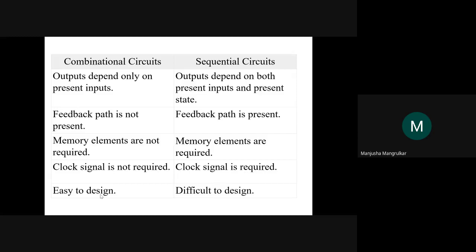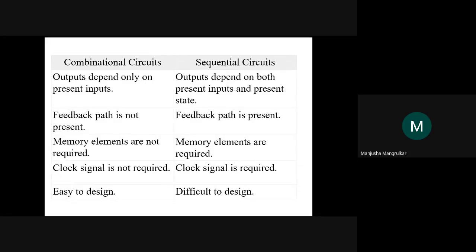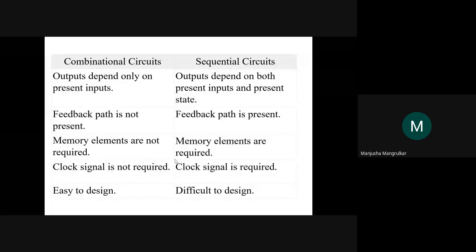A combinational circuit is easy to design. It is very easy to design because there is no need for a storage device and no need to connect the feedback and all. Whereas the sequential circuit is difficult to design. So this is the basic difference between the combinational circuit and the sequential circuit, right? Till now we have seen the combinational circuits: adder, subtractor, comparators, code conversions, all these are combinational circuits, right? Now we are going to see the sequential circuit, right?